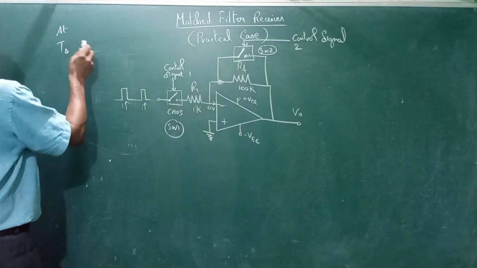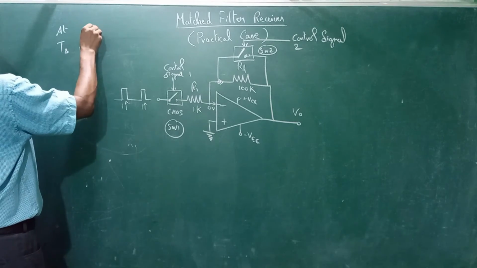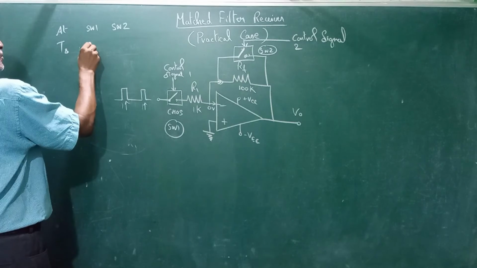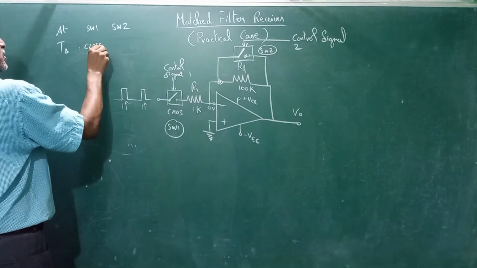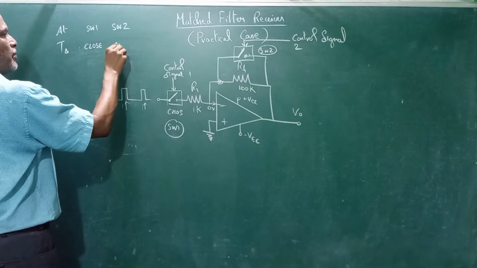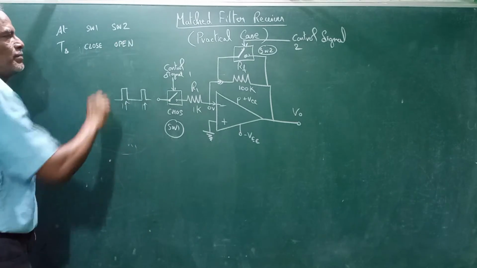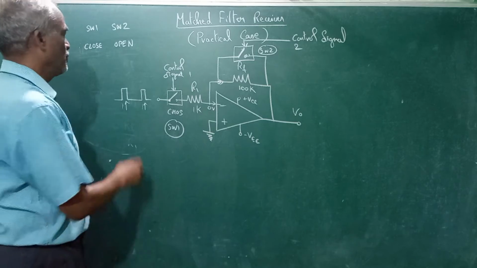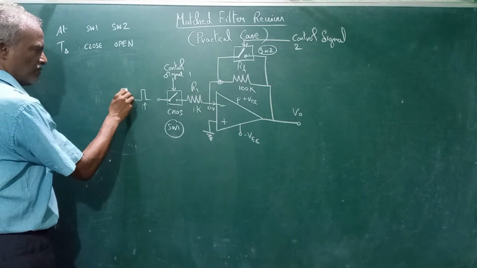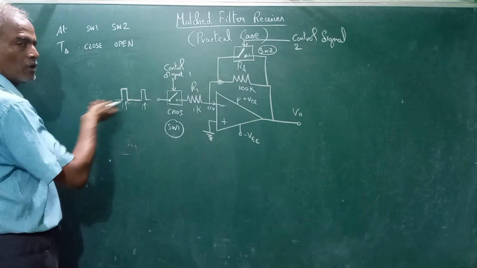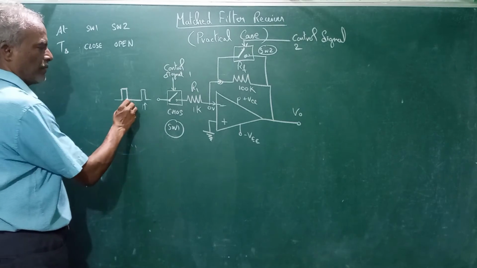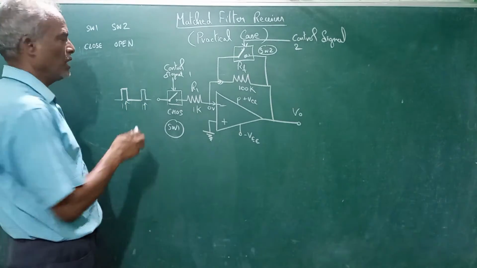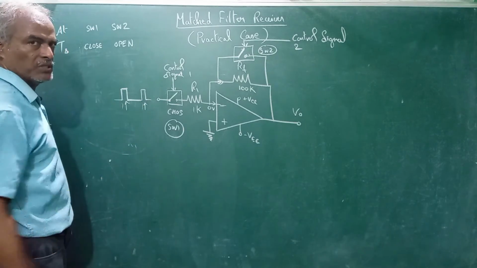At TS, switch 1 you close, switch 2 open. So you have maximum gain, that is, 100 times the signal is getting amplified. After the signal, during the off time, the noise is likely to enter the circuit. So we have to reduce the gain to 0.